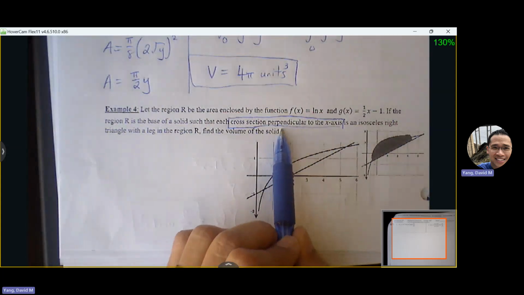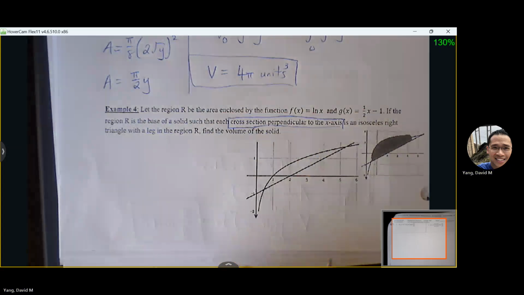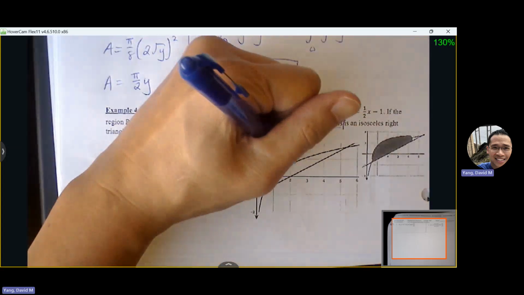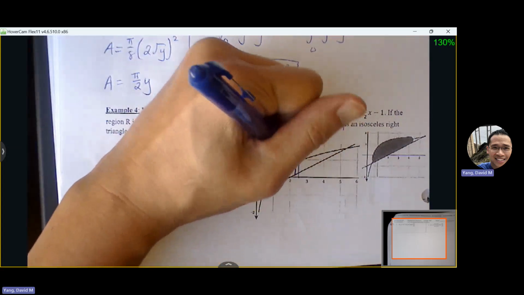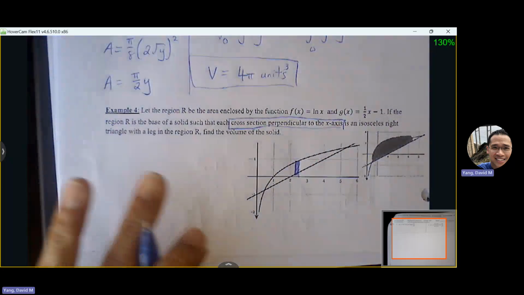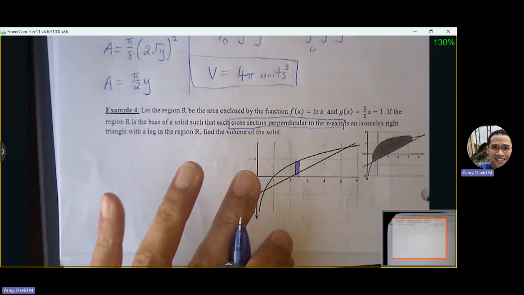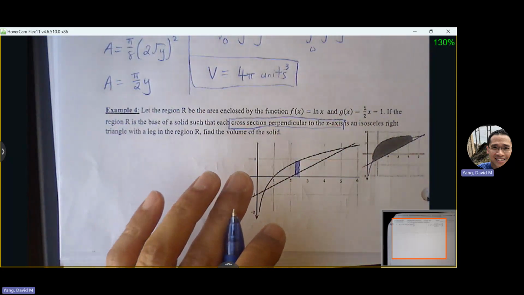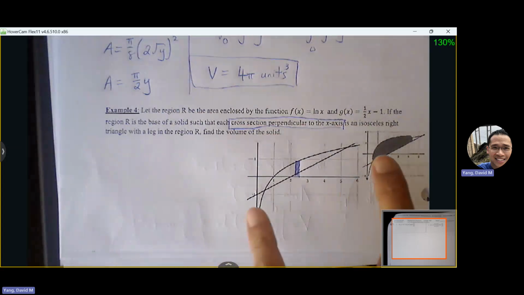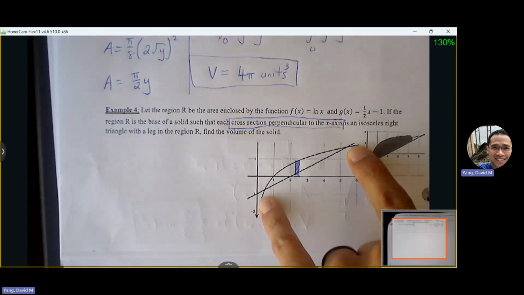Okay, which direction is this? Perpendicular to the x-axis. Vertical. Okay, so we can draw one representative base. We know vertical is the easier one, so we don't have to worry about rearranging the equations. The equations are good to go. Our bounds will come from the intersection.